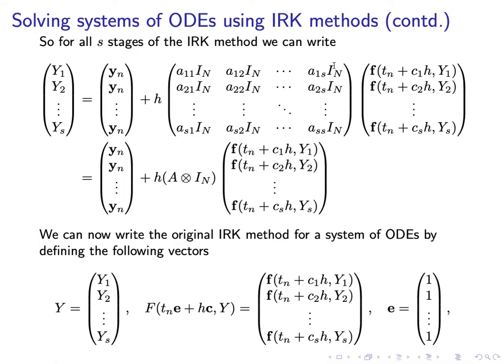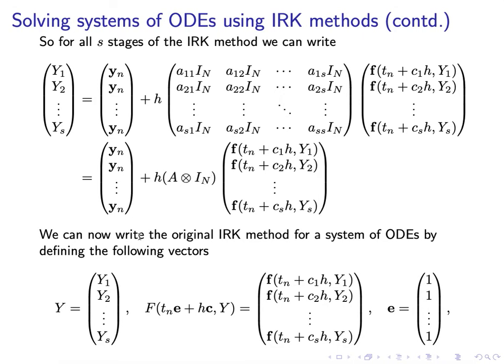Okay, so we have this matrix multiplication. This replaces the summation within the stage expression for the stage in the Runge-Kutta method. And this bracket here is equivalent to our matrix A tensor product with the identity matrix I. So this whole thing here can be simplified to that one there.